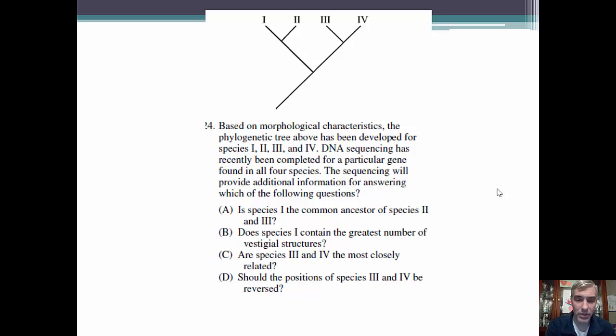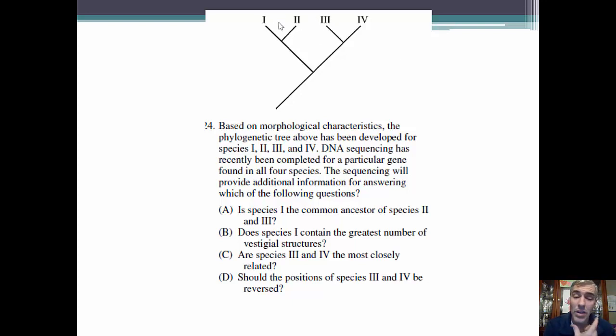DNA sequencing has recently been completed for a particular gene found in all 4 species. The sequencing will provide additional information for answering which of the following questions. Now, I told you about that flipping along the node for a reason. Is species 1 the common ancestor of species 2 and 3? Is 1 the common ancestor of 2 and 3?